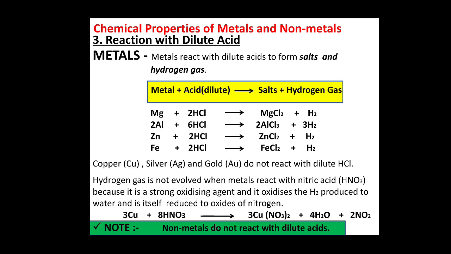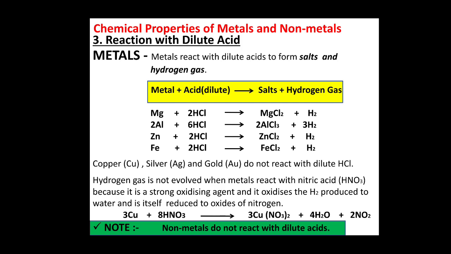Third one, reaction with dilute acid. Let us see how metal reacts with dilute acid. Metal reacts with dilute acid to form salt and hydrogen gas. Okay. Just see some of the examples I have given here.